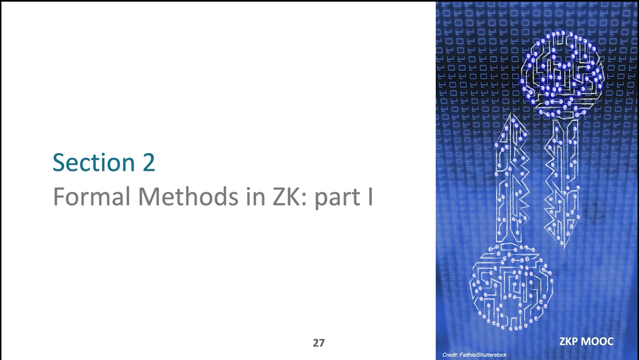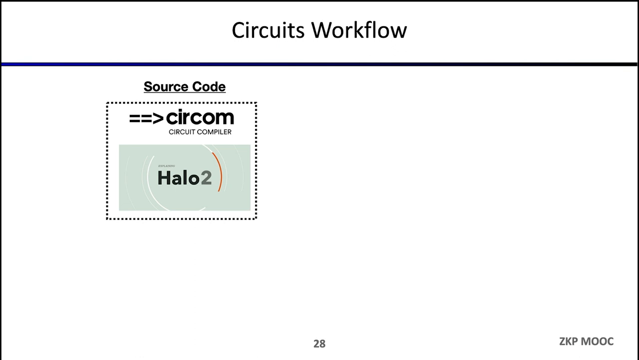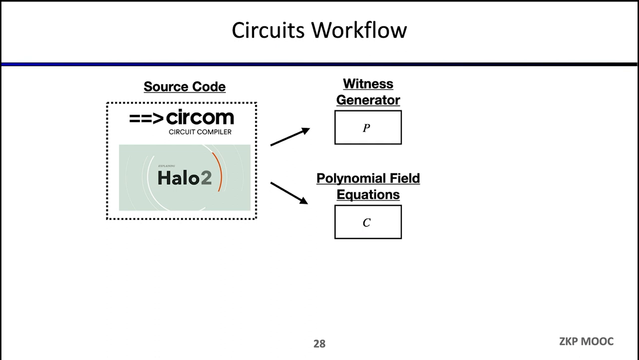To start, I will give a brief introduction of how ZK circuits are constructed and how they work. First, the developer writes their designed programs in a source language, let's say Circom or Halo 2. The source code consists of two components, the witness computations as well as the constraints. The program is then compiled into two parts: the witness generator, which is obtained by translating the original witness computations, as well as polynomial field equations. You can think of the polynomial field equations as a set of quadratic equations over input, output, as well as intermediate variables that appear in your ZK circuit.